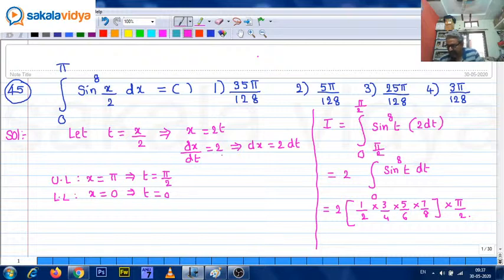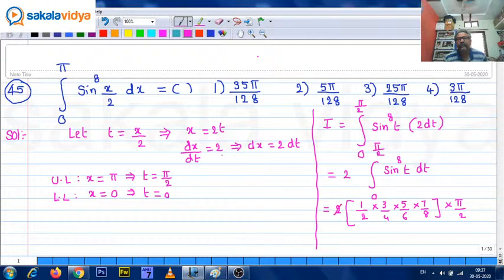Once again I will repeat. Whenever sin x to the power of n or cos x to the power of n dx is there, you remember a very beautiful shortcut. Somewhere you might not have experienced this shortcut. Whenever an even number is there, start the counting from 1 to 8: 1, 2, 3, 4, 5, 6, 7, 8. Then multiply with pi by 2. So now you check it.